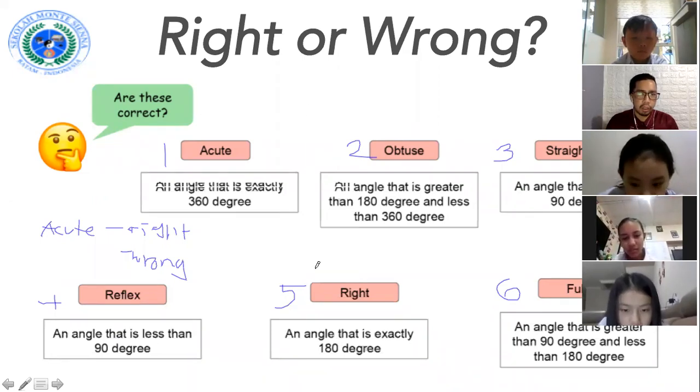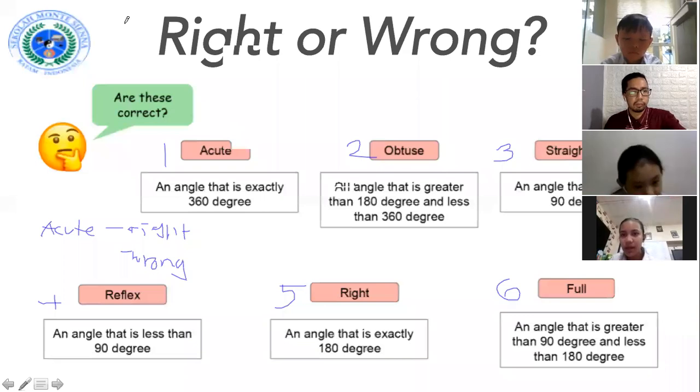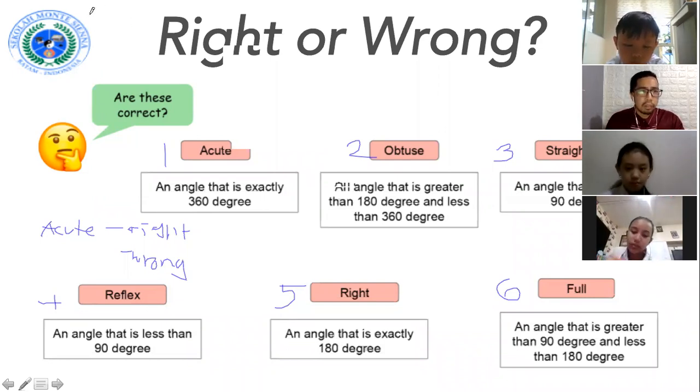Okay, can you do it on the chat, Dira, so I can read your answer? I saw several answers here. Okay, let's begin. Number one, acute. Is the definition below wrong or correct? Wrong. Okay, we just write wrong, and then later we connect which is the real definition.